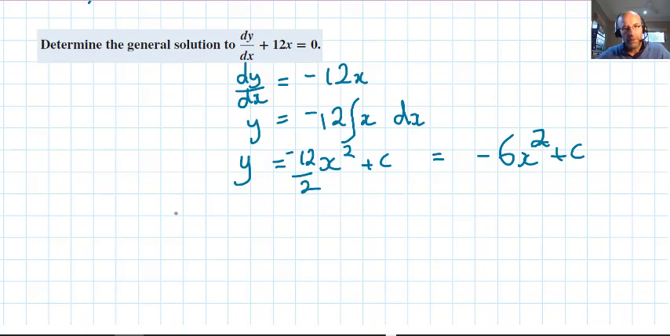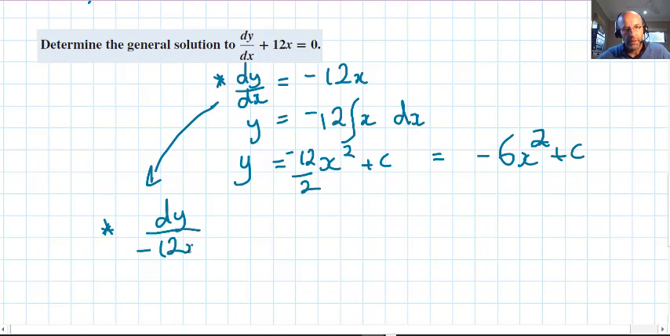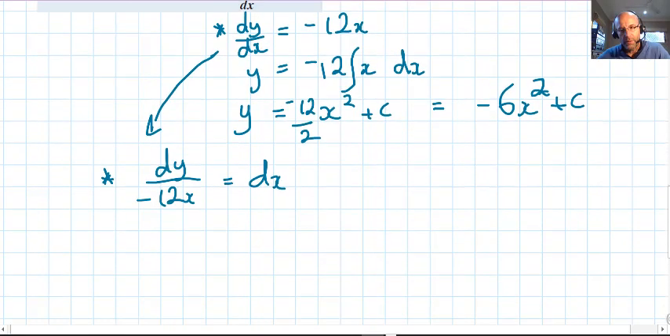As I said, it's not important, but an alternative just to show you how separation of variables works, which will be more relevant for the other two types. After this line up here, the separation of variables method would be like this. We get the differentials and split them up. So we would write this side here like that, and that equals 1 dx. And then we integrate both sides.